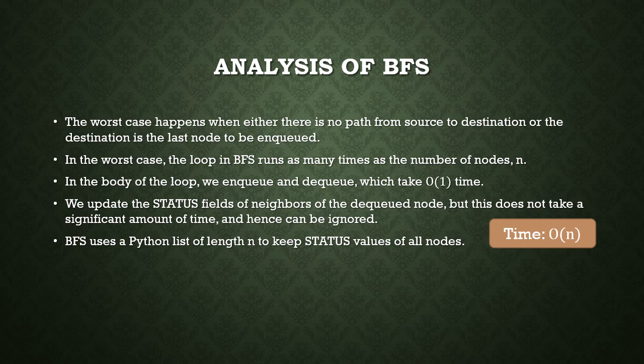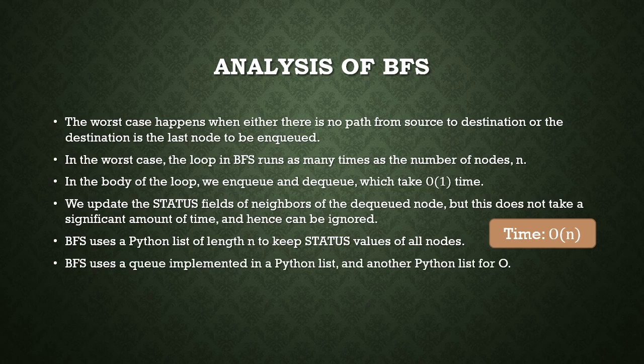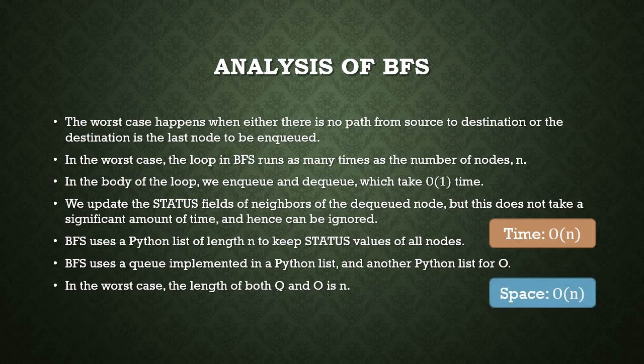Breadth first search uses a Python list of length n to keep status values of all nodes. It uses a queue implemented in a Python list and another Python list for O. In the worst case, the length of both Q and O is n. From this we can conclude that the space taken by BFS is O(n).